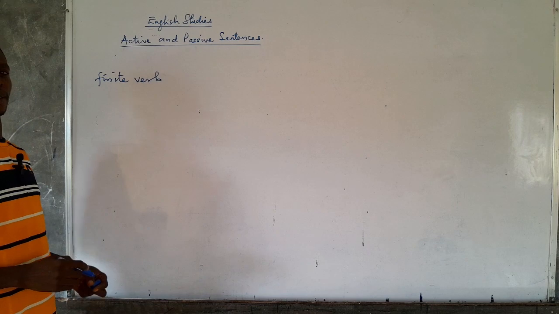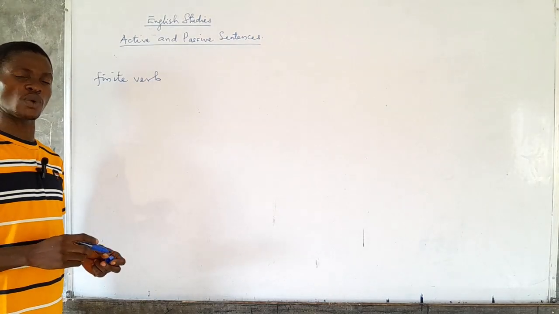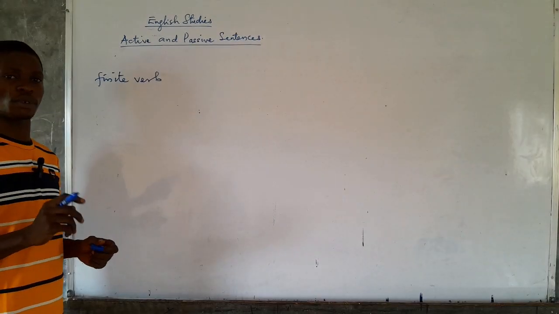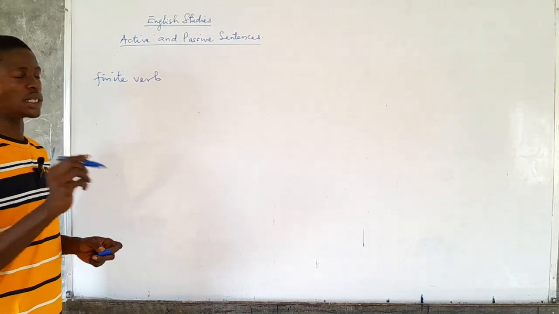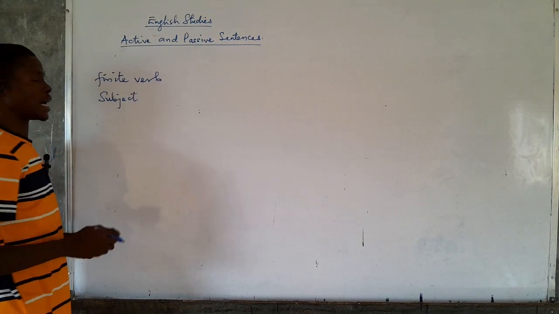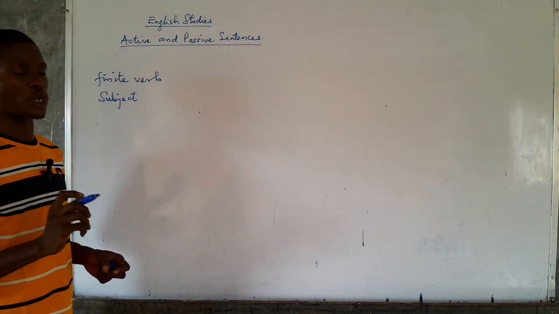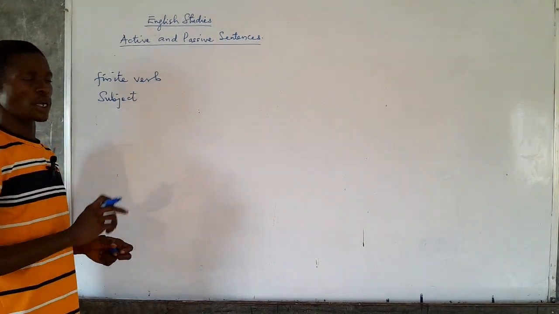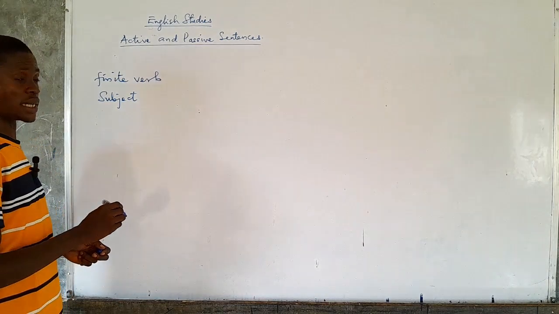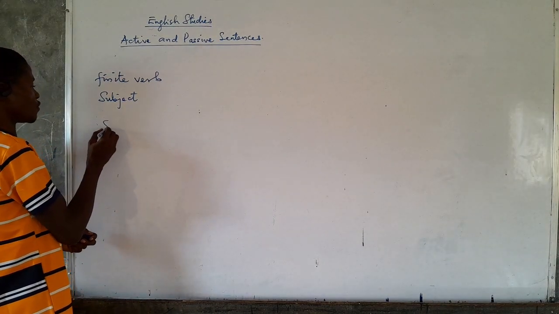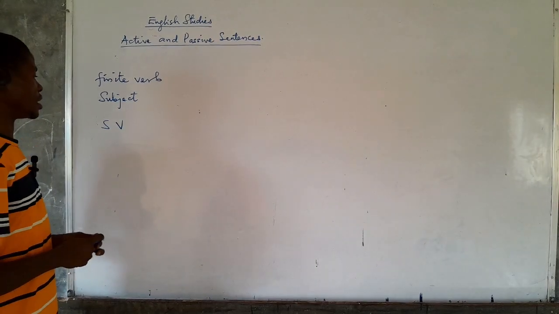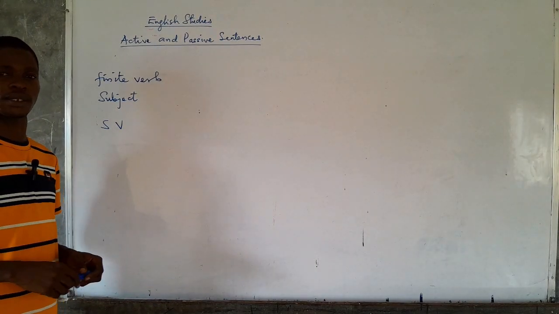Speaking of what a finite verb implies, this is where we actually talk of a verb that agrees in terms of number, gender, and time with a subject. If you take a good look at this, we have two keywords. We have a verb and we have a subject. Basically, speaking of a sentence, we are actually talking of S and V. S and V is a simple form of a sentence.